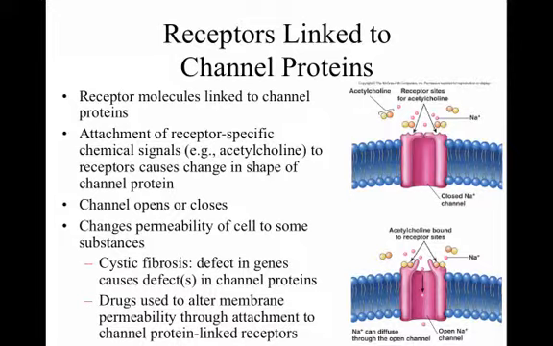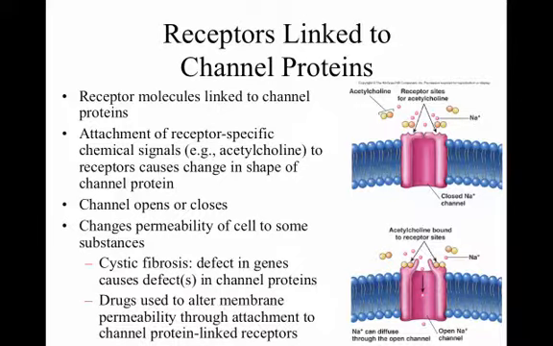So there are receptor proteins on the membrane of your muscle cells, and when this acetylcholine comes across the synapse, there's a little gap between your nerve and your muscle. When it comes across, it's going to attach to that channel protein, and it will change the shape and allow sodium to rush in. So it opens or closes the channel based on whether or not the acetylcholine, or whatever the chemical is, is present. It changes the permeability of the cell to some substances.